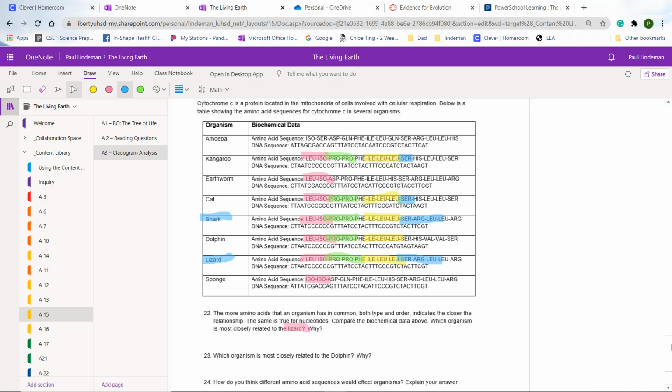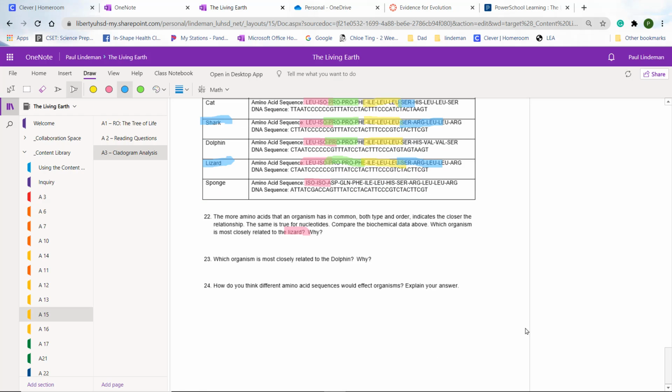With that in mind, you can go ahead and answer the other two questions and then explain your answer. Again, it's based on how much they share in common. If you have any further questions, please talk to me, your science teacher.